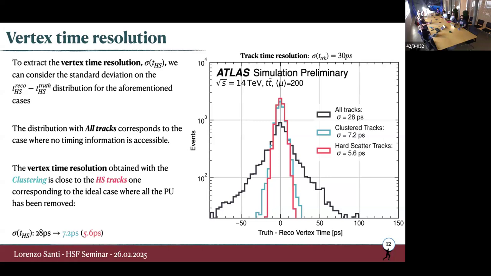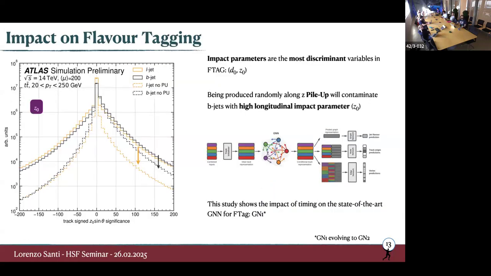So in terms of flavor tagging, here I want to show a study based on the state-of-the-art tagger in ATLAS, which is GN2. Actually, this study was made on GN1, which was the state-of-the-art tagger at that time. The idea is that we know that pileup is produced randomly along the Z, so it will contaminate mostly the longitudinal impact parameters. You may see on the left plot that if you are able to remove by hand the pileup tracks from light and B, the discrimination will improve.